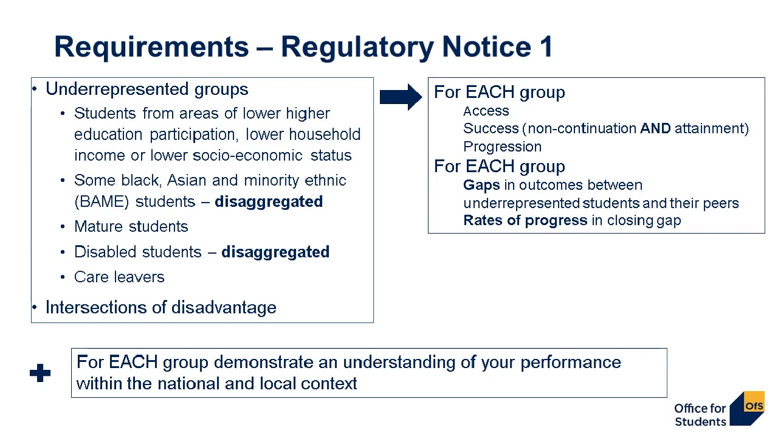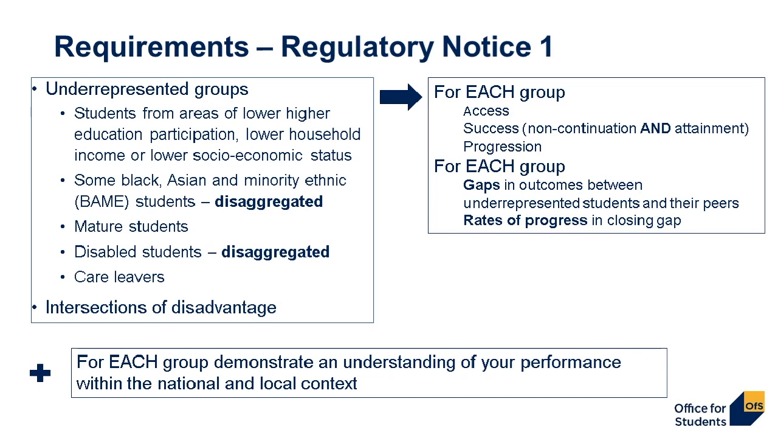So the underrepresented groups outlined in the guidance are listed here: students from areas of lower higher education participation, lower household income or socioeconomic status, Black, Asian, and minority ethnic students, which this year need to be disaggregated. So this is a change from last year. Mature students, disabled students, and we're also asking you to disaggregate disabled students into those with physical disabilities, mental ill health, and specific learning difficulties, and care leavers. In addition, you'll need to identify intersections of disadvantage, and we will touch on those again later as well.